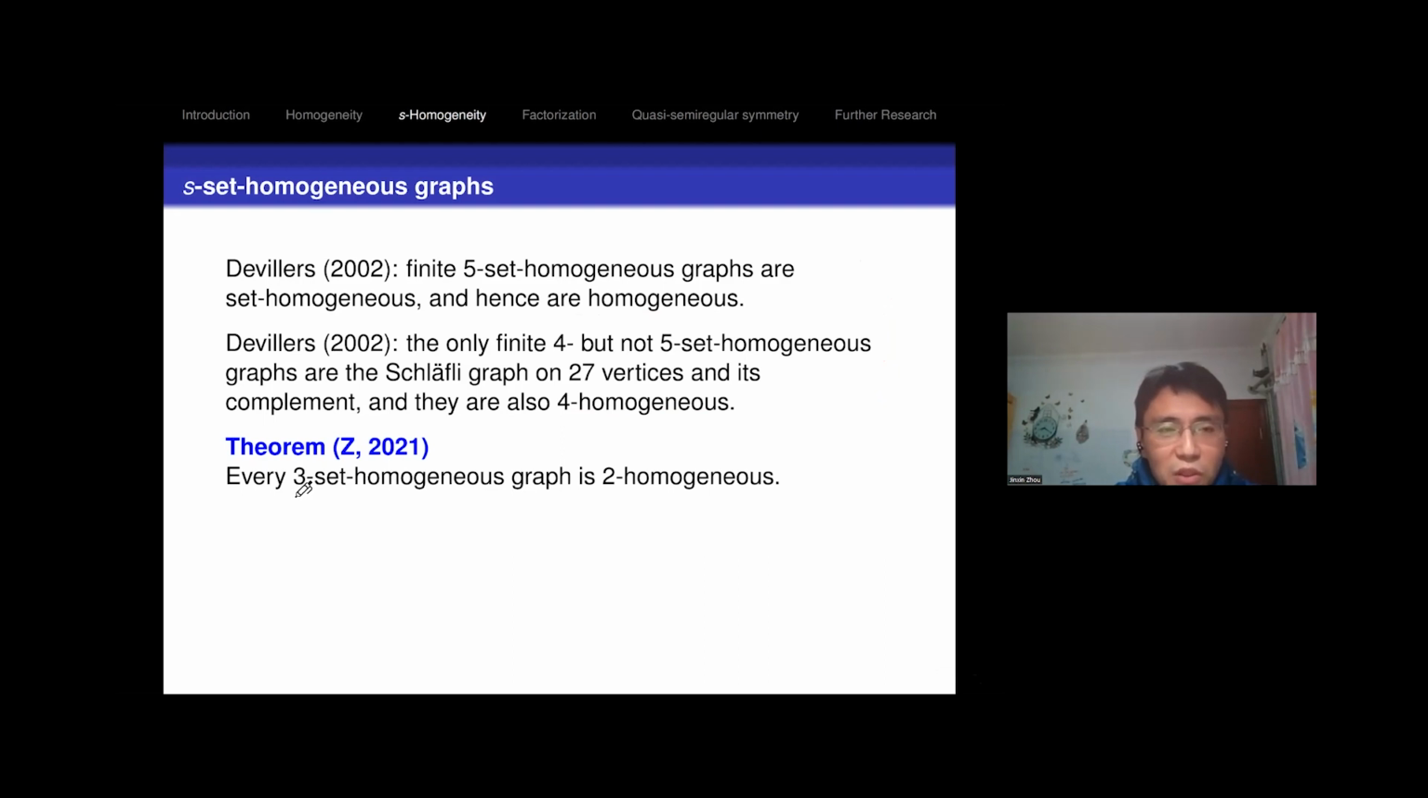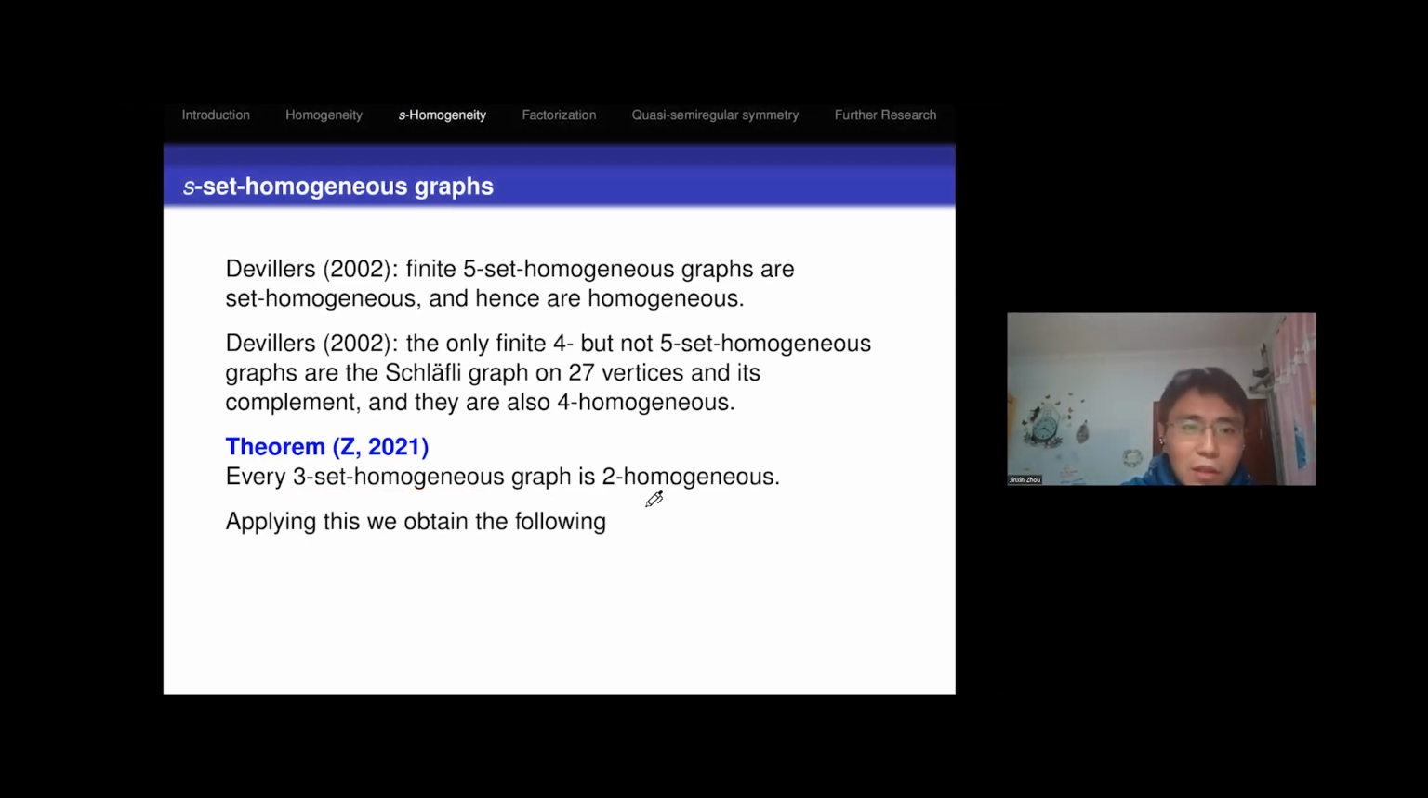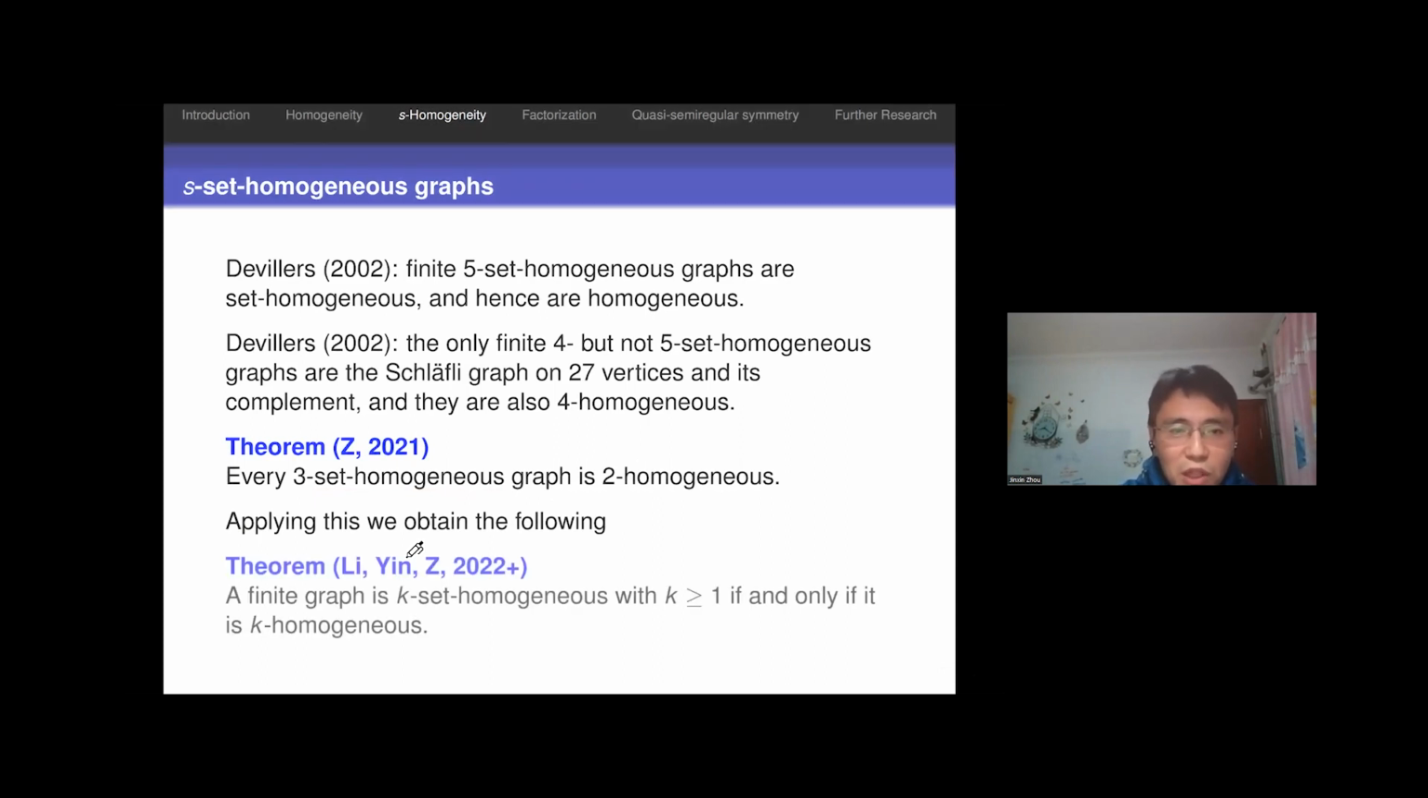Actually, for the 3-set homogeneous case, we have this result. Every 3-set homogeneous graph is 2-homogeneous. But is a 3-set homogeneous graph 3-homogeneous? Yes. Applying this theorem, we obtain the following result.